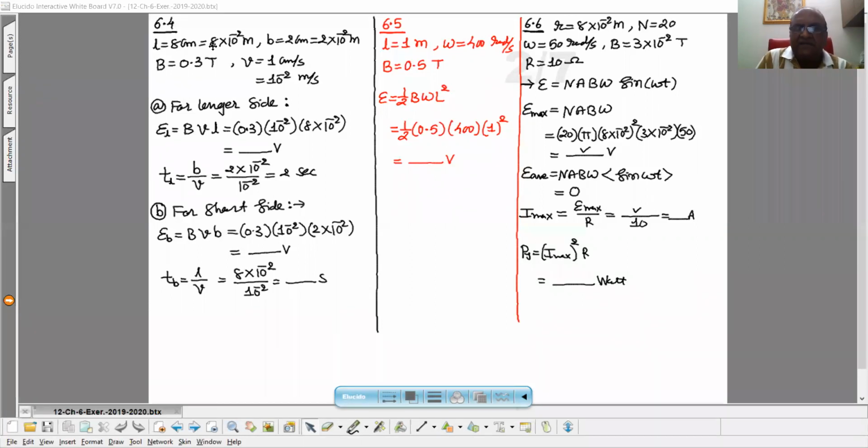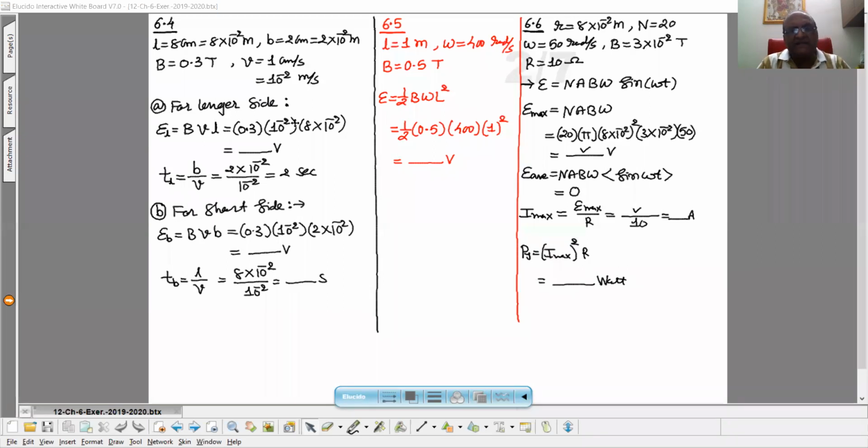Length is 8 centimeter, 8 into 10 raised to minus 2 meter. Breadth is 2 centimeter, 2 into 10 raised to minus 2 meter. Now the magnetic field is 0.3 Tesla. Speed with which it is moving is 1 centimeter per second. So that is 10 raised to minus 2 meter per second.